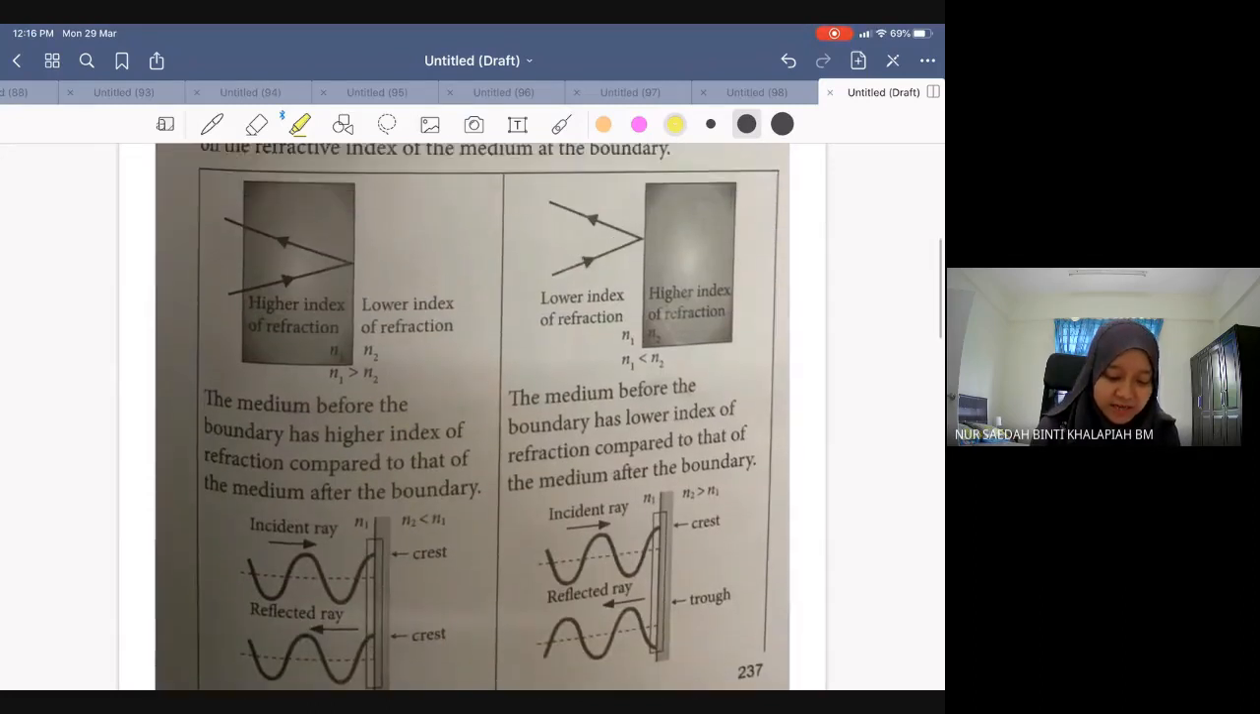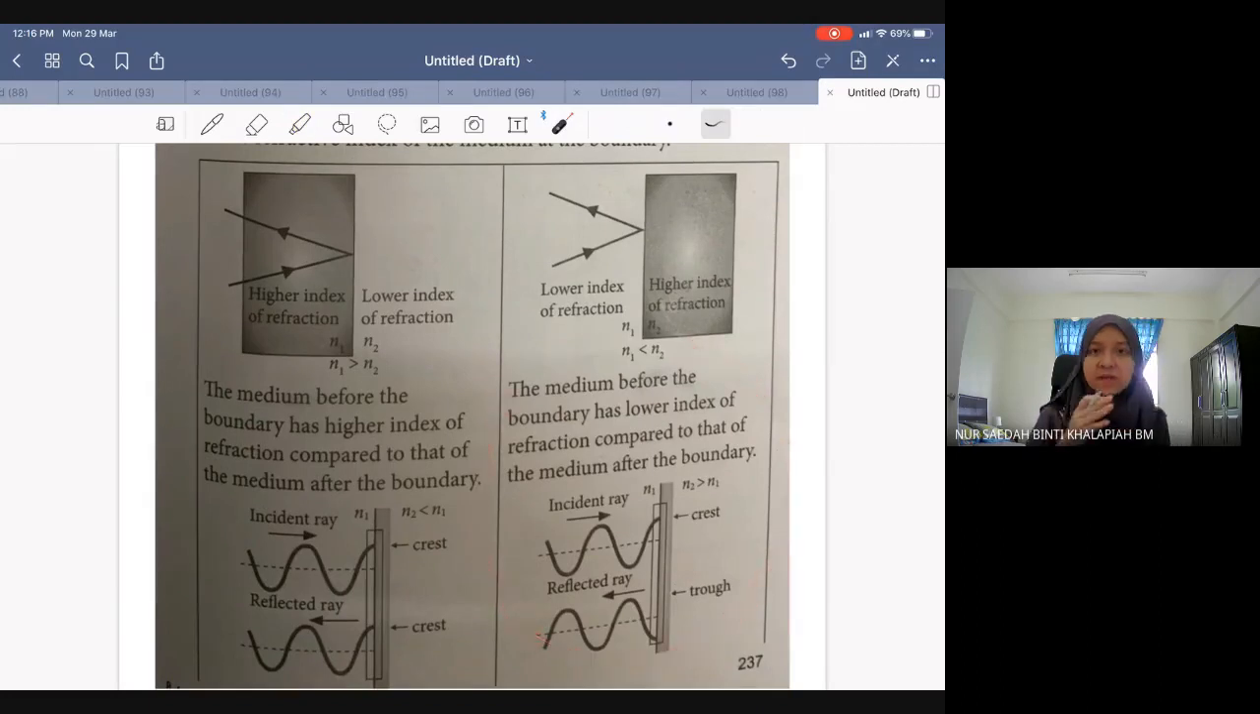Now the second part: what happens to the light when it travels from lower refractive index to higher refractive index? For example, N1 is here, and the light comes from the first medium. This is the boundary to the second medium. As we learned from thin film, some of the light will be reflected back, and some will enter the second medium, which we call refraction.